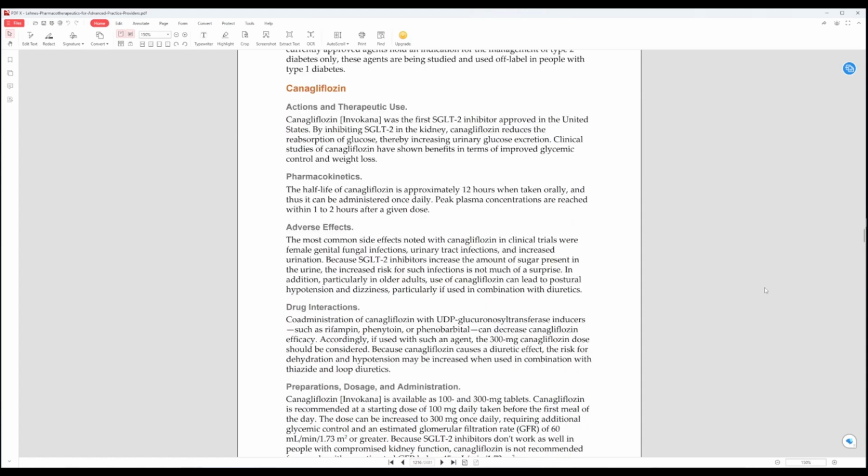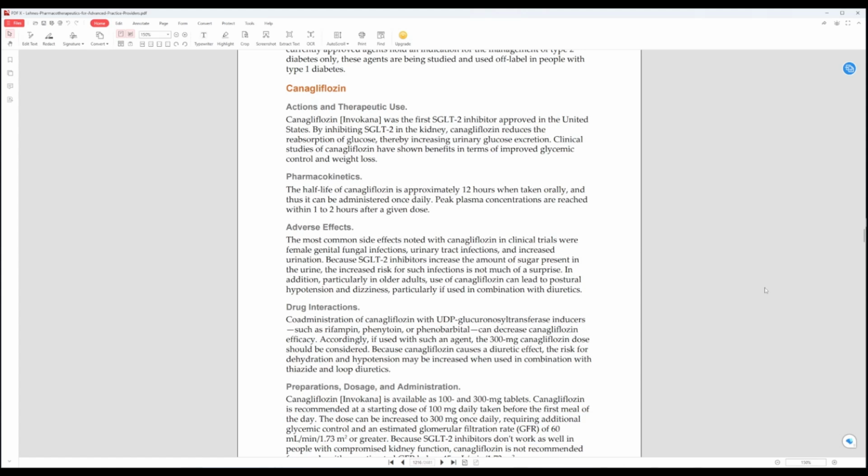Canagliflozin. Canagliflozin was the first SGLT2 inhibitor approved in the US. By inhibiting SGLT2 in the kidneys, canagliflozin reduces the reabsorption of glucose, thereby increasing urinary glucose excretion. Clinical studies of canagliflozin have shown benefits in terms of improved glycemic control and weight loss.